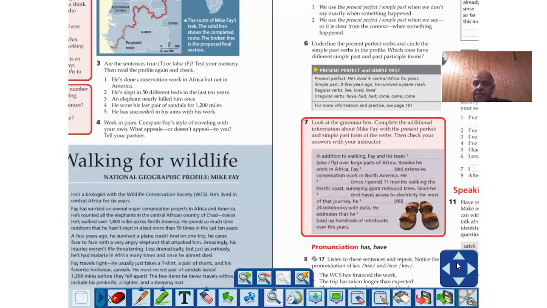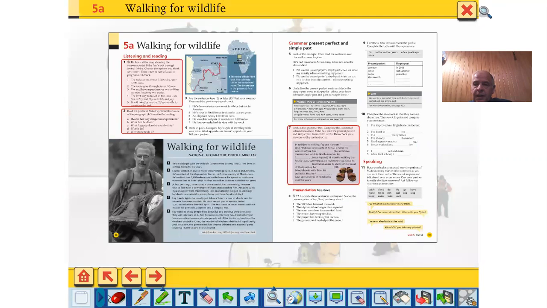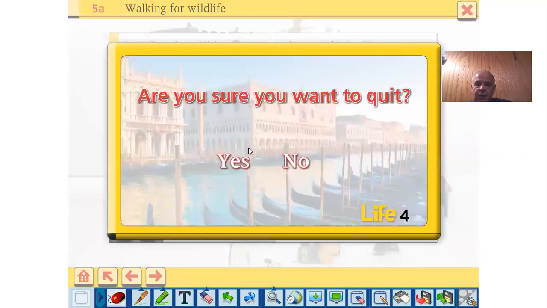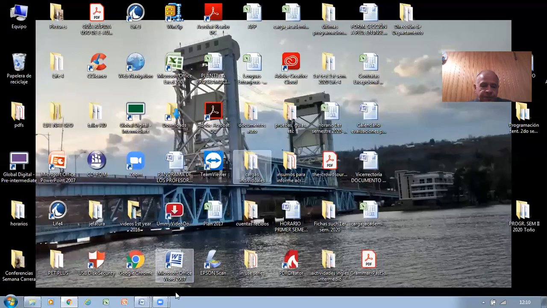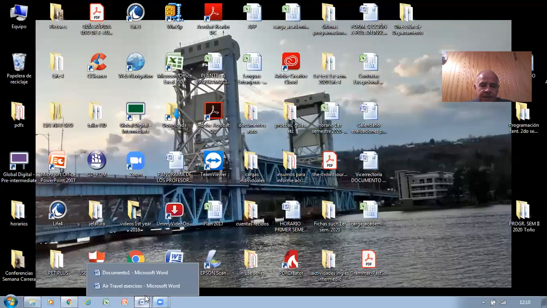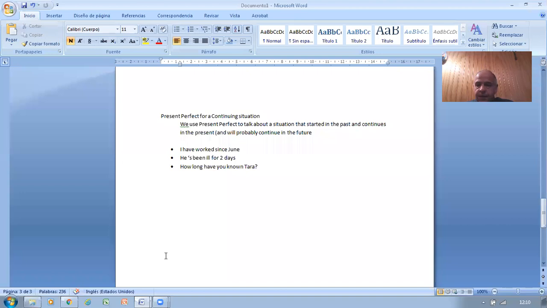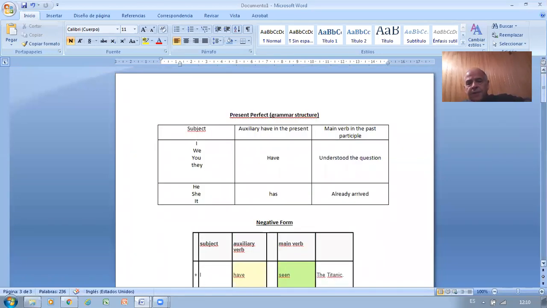Yeah. Before going into this part, I'm going to get out of here, and I'm going to show you something about the present perfect, the structure, and all those things. Let's see. I think I have it in here. Document, the present. There it is. I'm going to upload this, but this is kind of the structure of the present perfect.